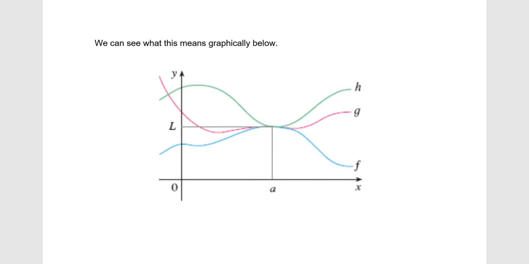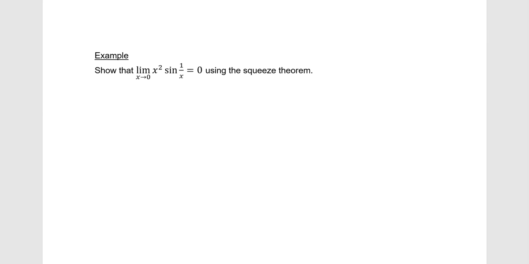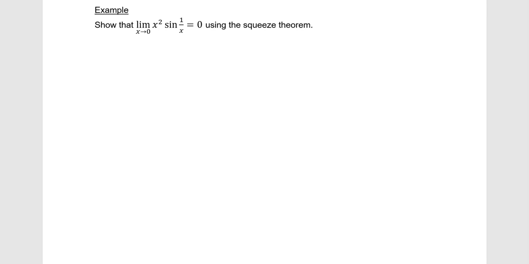So if we had the limit as x approaches a, you can see that h, the green one, is going to L. You can also see that the blue one is going to L. Since ours is directly between them, that means ours also has to be going to L. Okay, so hopefully that makes sense. It's kind of obvious, right? So let's see how we're going to use this in a question. It gets a little bit more complicated the way that we have to use it.